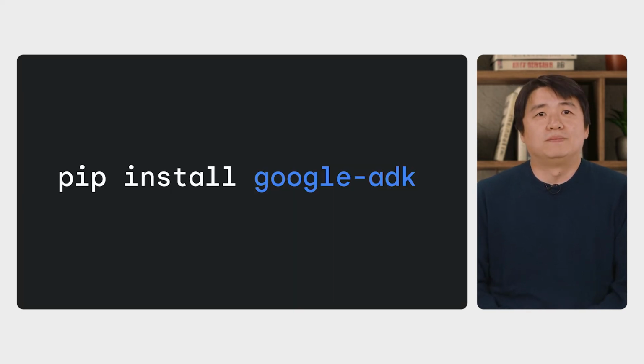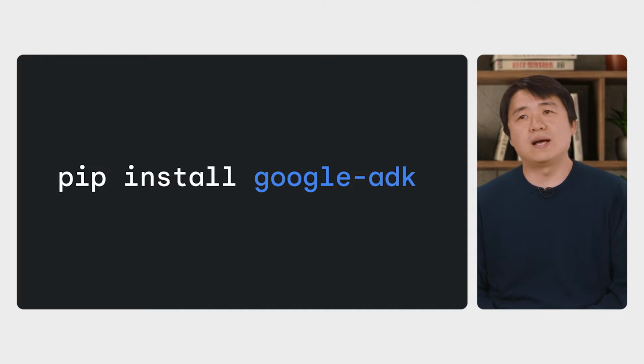Agent Development Kit is available today as a Python SDK with more languages like Java coming soon. With this ADK, you can build sophisticated multi-agent applications in just under 100 lines of code. Okay, Ivan, do you want to show us a demo? Absolutely. So let's do this.